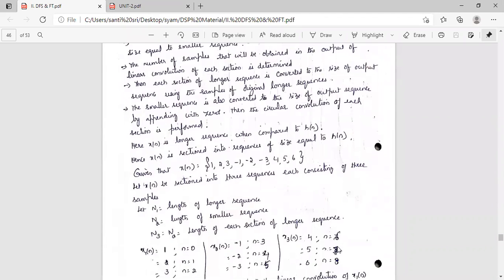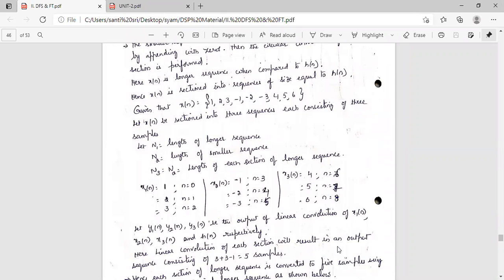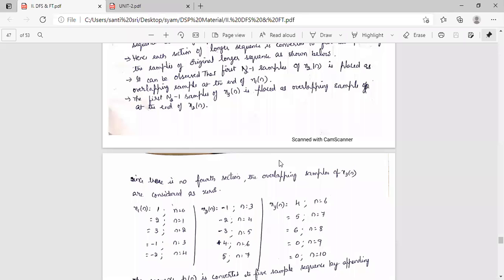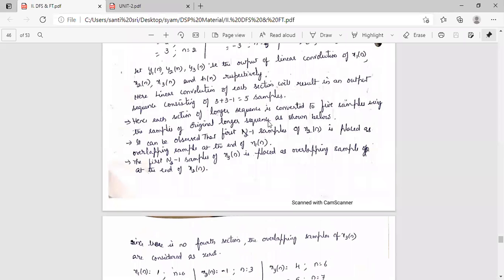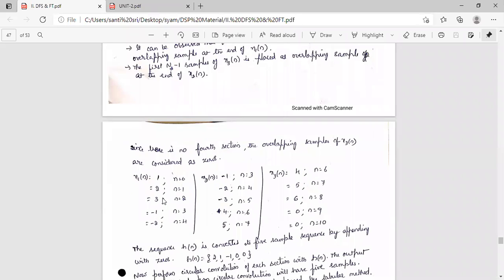Coming to the overlap save method, see. Here also it can be divided into 3 sections. Okay, but here each consists of 5 samples. 3 plus 3 minus 1, 5 samples. So see, already 3 samples are there. Next sample is nothing but the first sample of the next one, then the second sample of the next one. So 5 samples will be completed. So here also 4 and 5 will be here, and here the last 2 samples are zeros. Last 2 samples are zeros will be appended.